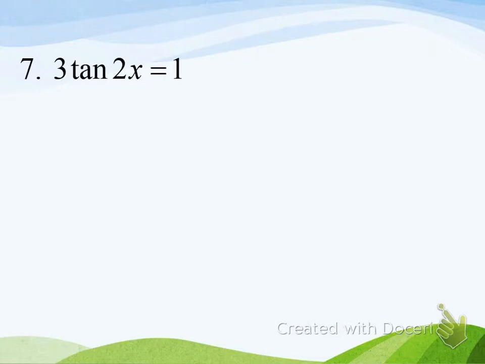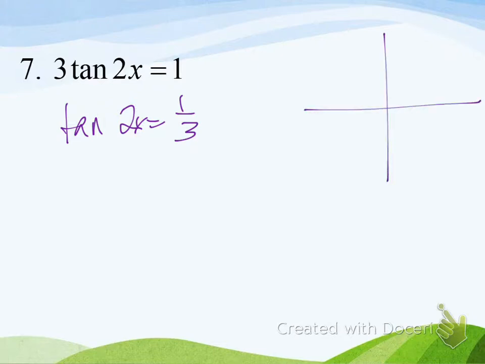Next one. Okay, let's take a look at 7. 7's a little bit different, for a couple of reasons. One, it's tangent. And two, when we get tangent by itself, we have to divide by 3. And so we get tangent of 2x equal to 1/3. So we do our quadrant analysis. Tangent is positive where? It's positive in quadrant 1 and quadrant 3.